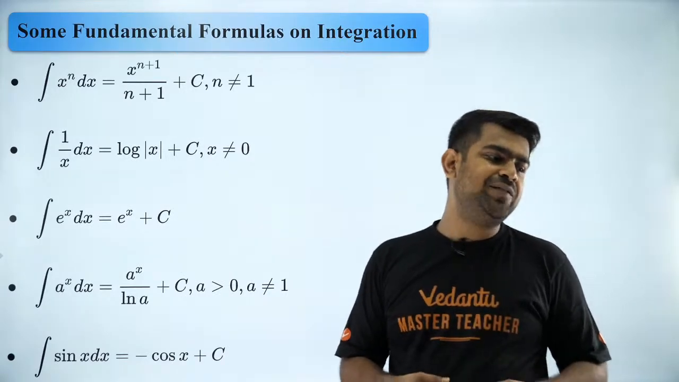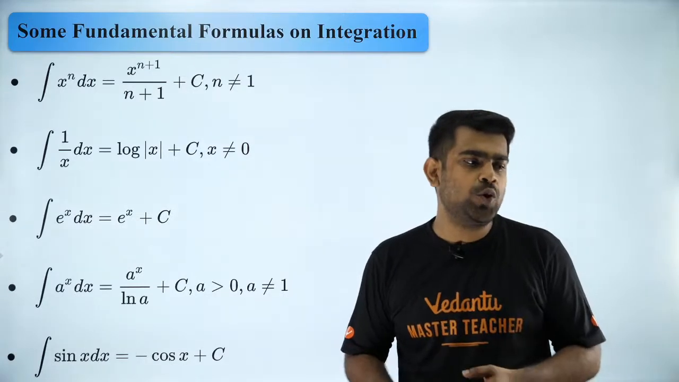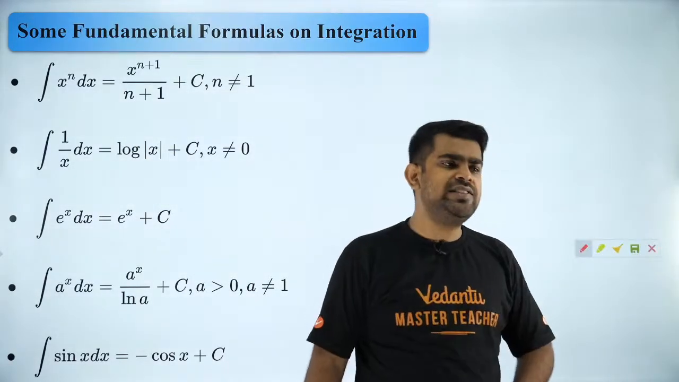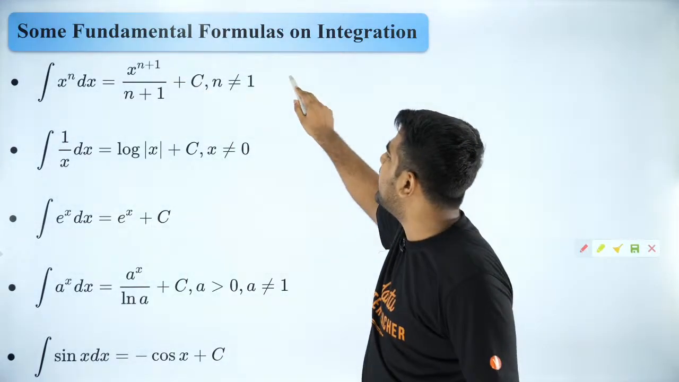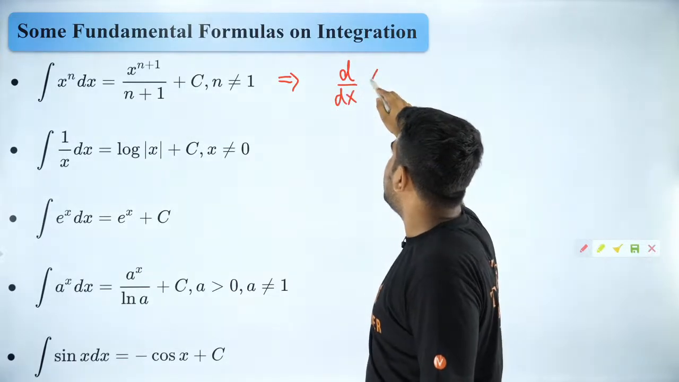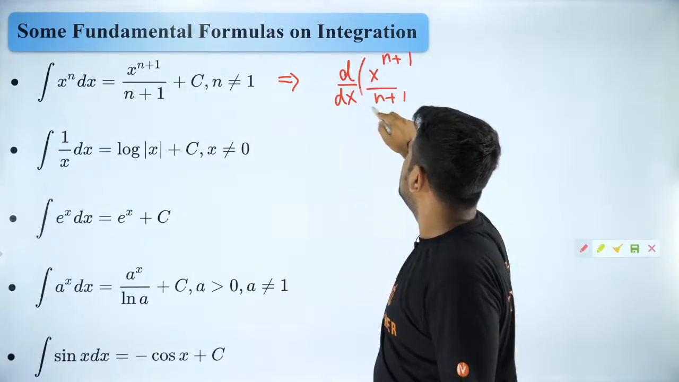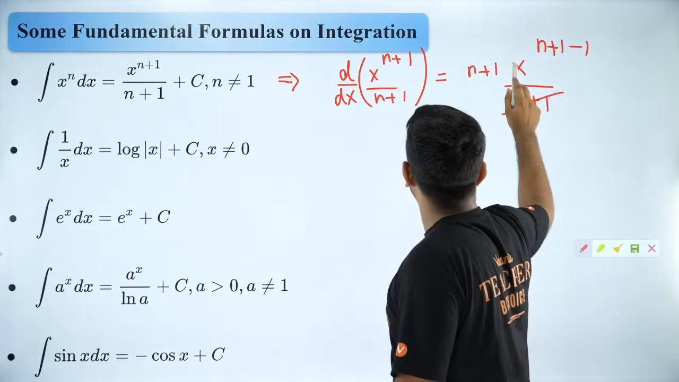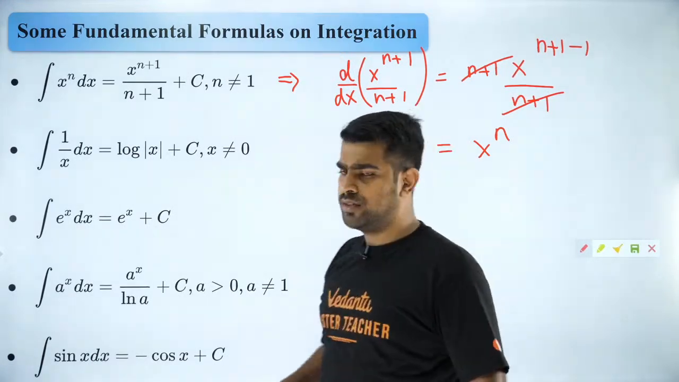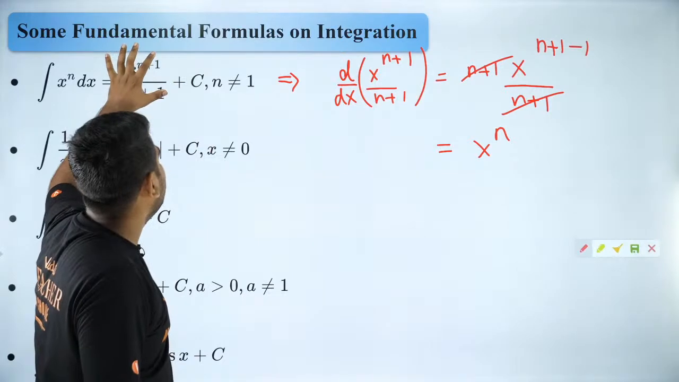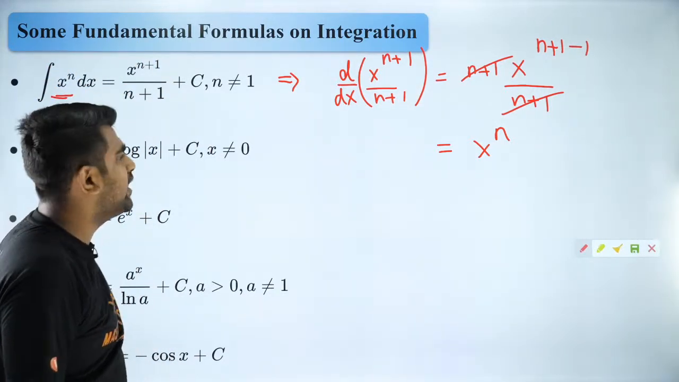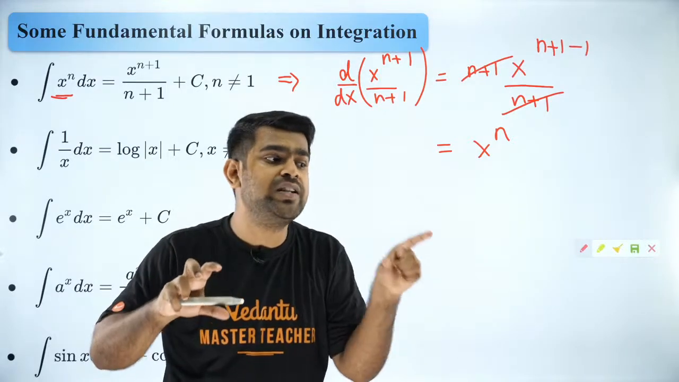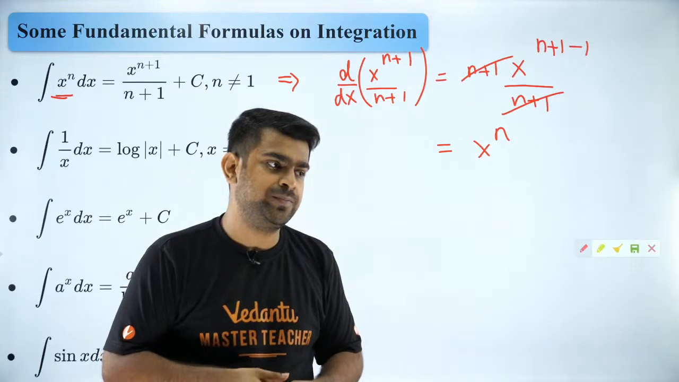Venkatesh is asking, sir, can you please derive these formulas? So Venkatesh, the easiest way to do it is differentiate your right hand side. Can you do it along with me? Very easily we can do it. So if I differentiate this, what will I get? What is d by dx of x to the power n plus 1 by n plus 1? So that is nothing but n plus 1 into x to the power n plus 1 minus 1 by n plus 1. So n plus 1, n plus 1 will get cancelled. That is nothing but x to the power n. Are you getting it, Venkatesh? So if I differentiate the right hand side, I get my left hand side function inside the integral. So that is how you understand how integration and differentiation are nothing but the reverse process of each other. As simple as that. Okay.